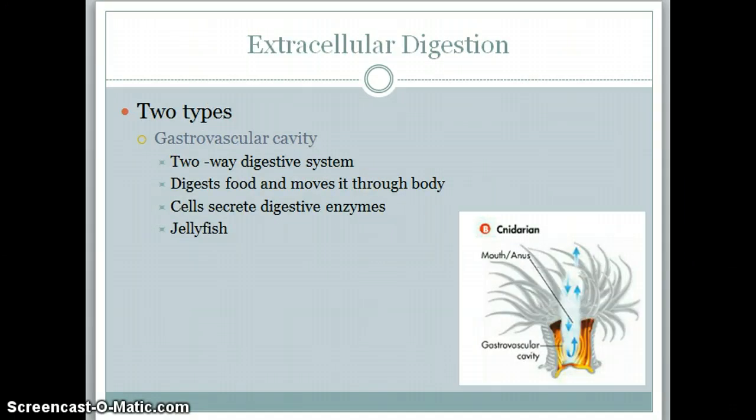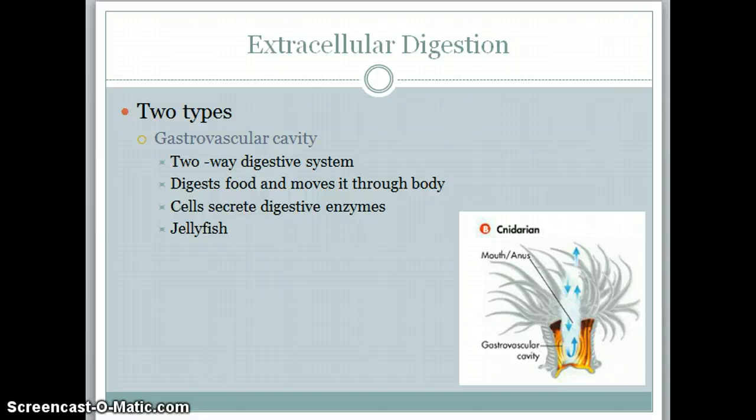Animals that have digestive organs may have them arranged in one of two ways. Generally, more simple animals have a gastrovascular cavity. This is one centralized cavity where food is digested and nutrients are absorbed. That's why it's called the gastrovascular cavity. Gastro means stomach, and vascular has to do with circulation. So the gastrovascular cavity acts like the stomach, which digests food, and it also absorbs nutrients into the bloodstream.